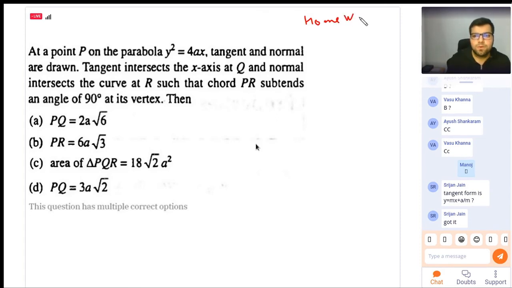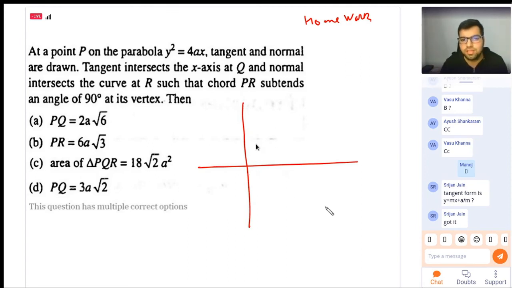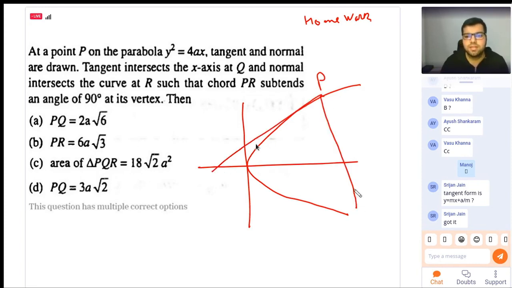What you have to do in this question, I will tell you very quickly. See, in this question, y square equals 4ax is given. At a point P, a tangent and normal are drawn. So this is the tangent, and this is the normal. The tangent intersects the x-axis at Q, and the normal intersects the curve at R. Finally, it is given that PR subtends an angle of 90 degrees. So you have to solve this.